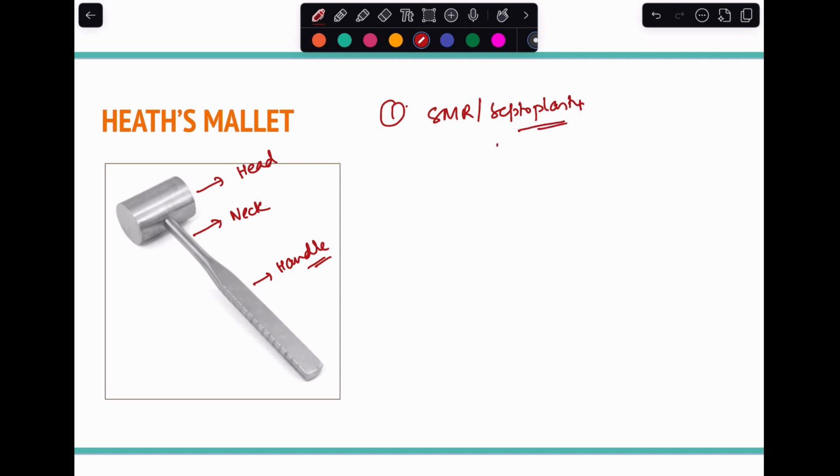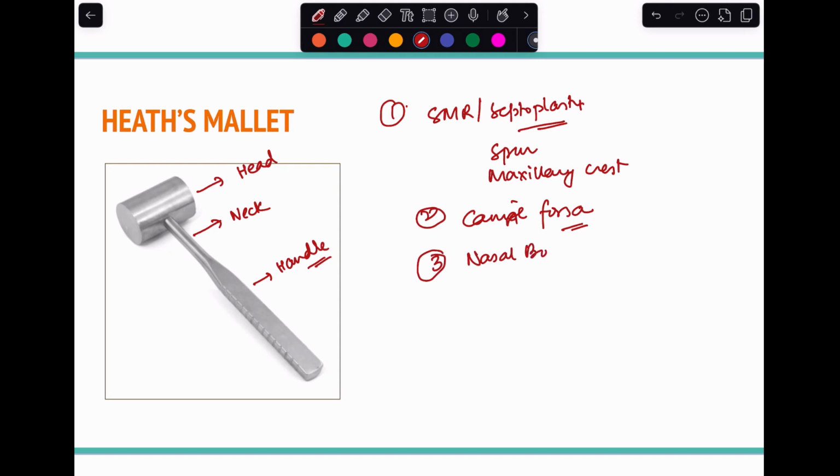And we use it to remove any kind of spur. We remove the maxillary crest as well with the help of this. And we can also open into the canine fossa during the time of Calvin-Luck operation. And this mallet can also be used along with an osteotome in terms of nasal bone work. So these are the different uses of the Heath's mallet. This is an instrument that we usually use along with a Killian's nasal gouge.